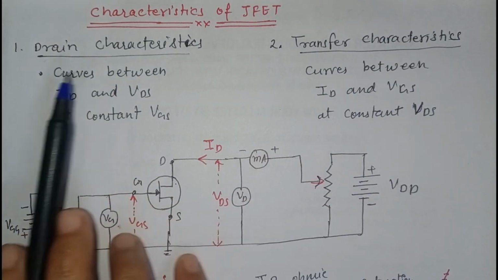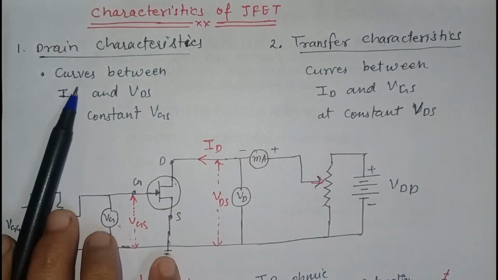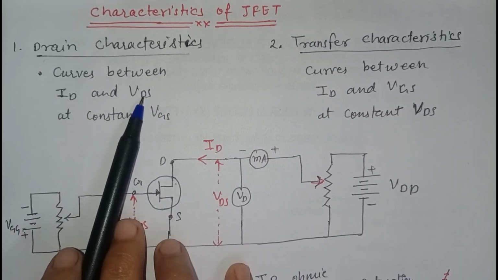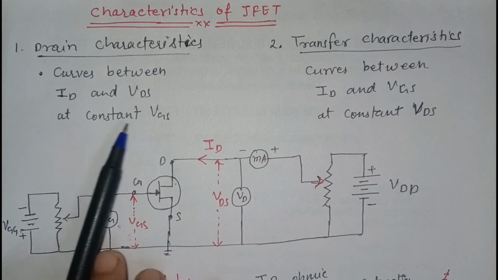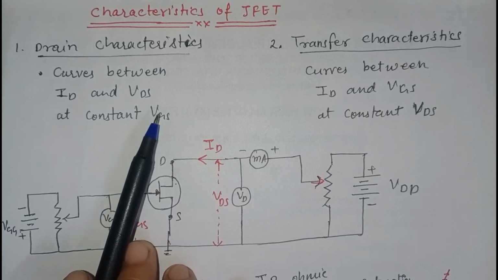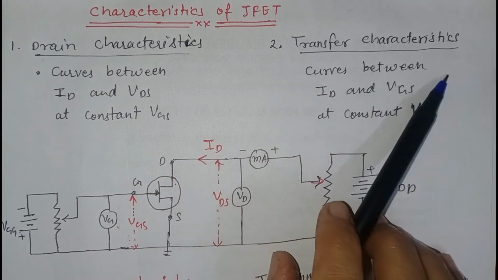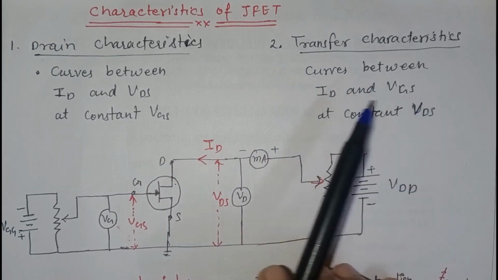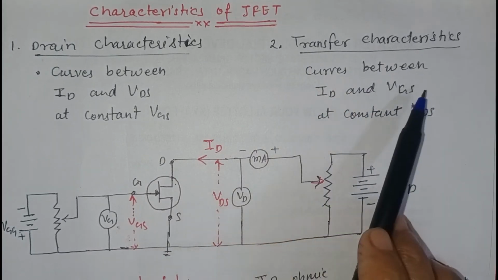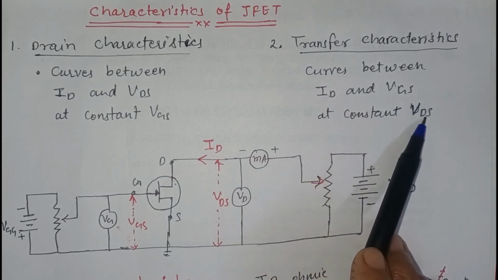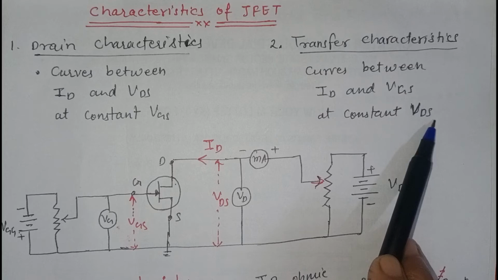In drain characteristics, curves are drawn between output current and output voltage, means drain current and voltage between drain and source, at constant value of input voltage, that is voltage between gate and source. And in transfer characteristics, curves are drawn between drain current and voltage between gate and source at a constant value of voltage between drain and source.